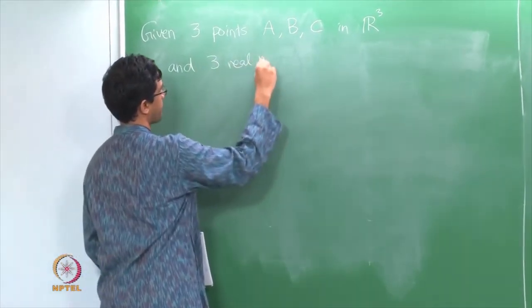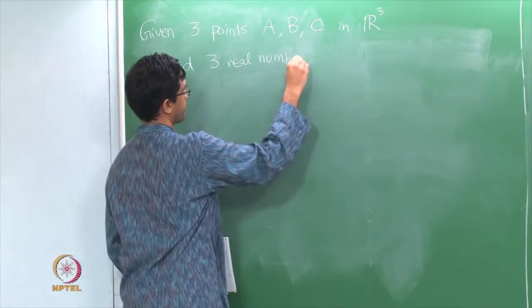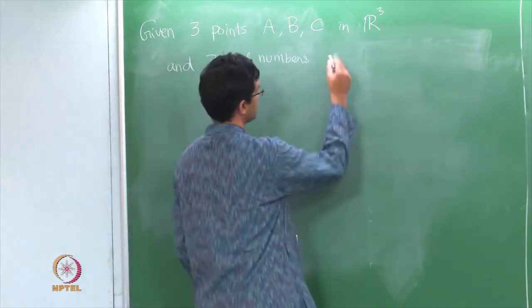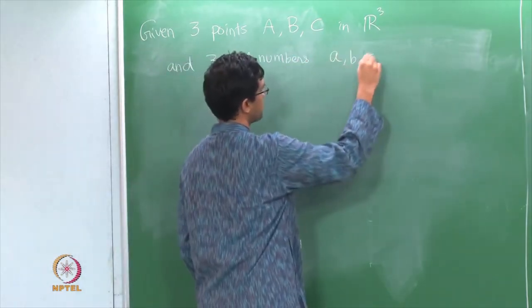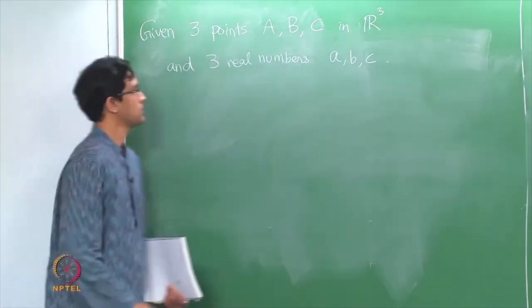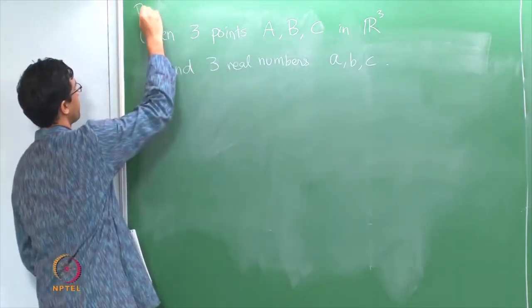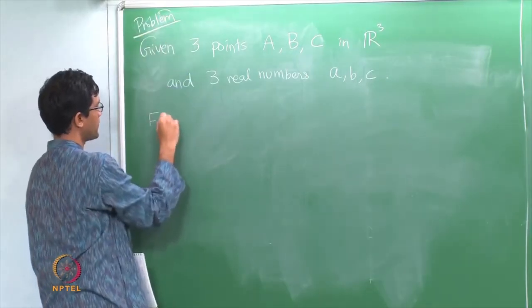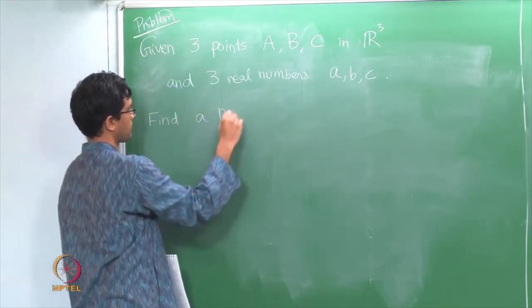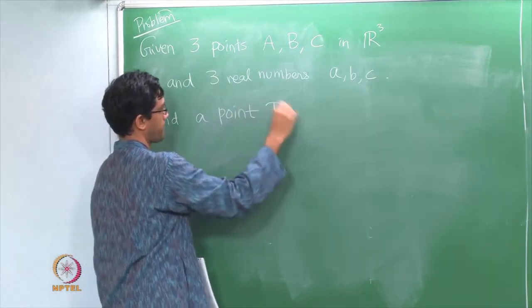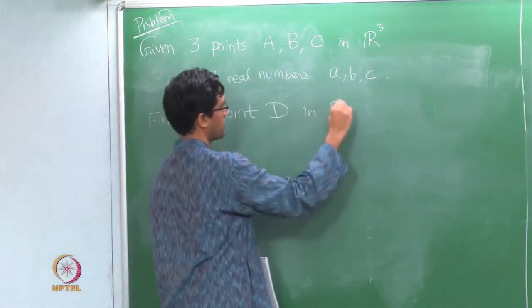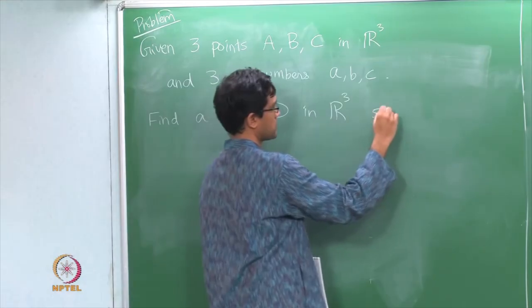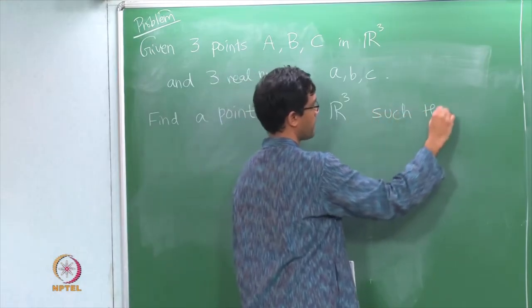and 3 real numbers. Okay, so what shall we call them? A, B, C, just arbitrary real numbers. So here's the problem. Given 3 points in R3 and given 3 real numbers A, B, and C, find a point D in R3 such that it's satisfying the following conditions.